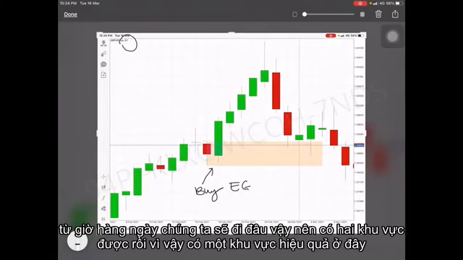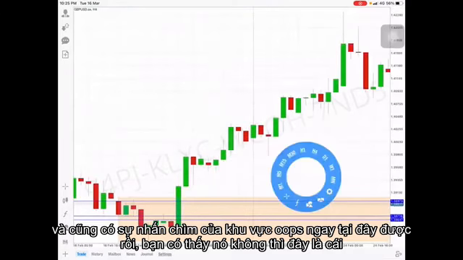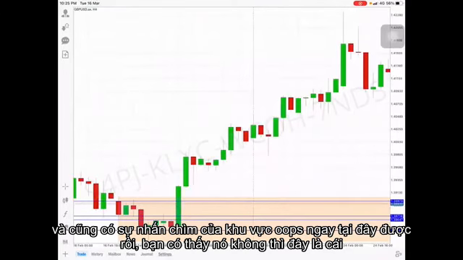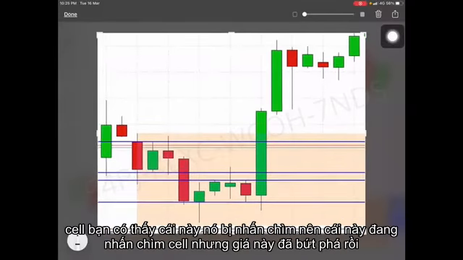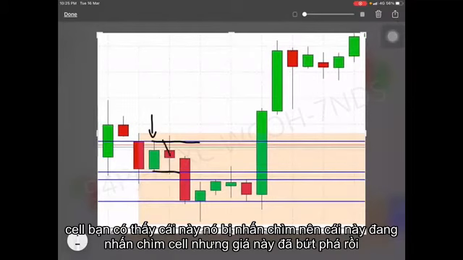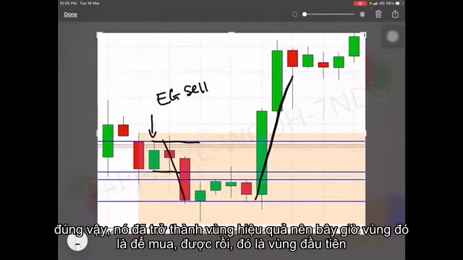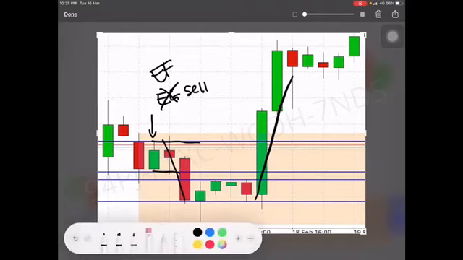Okay, so there are two zones. There is an EF zone right here, and there is also an engulfing buy zone right here. Do you see it? So this one is the sell. It's been engulfed, so this is engulfing sell. But the price has broken out, right? So it has become an EF zone. So now that zone is for buy. That is the first one.